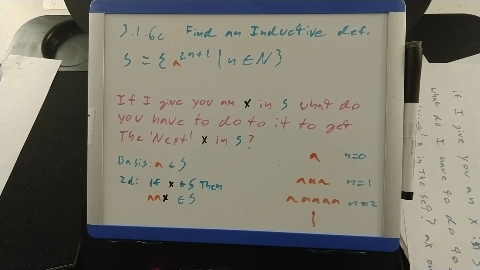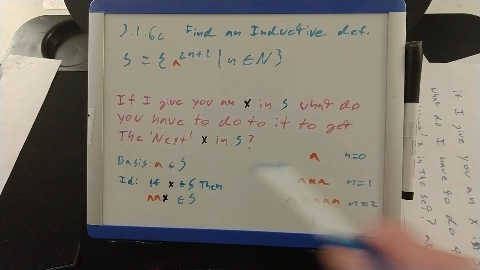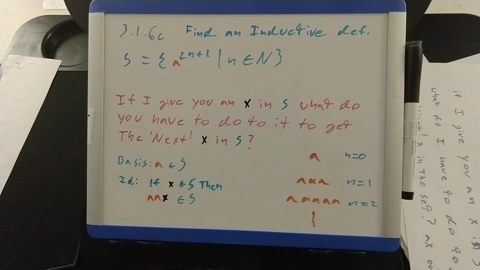So this is problem 3.16c from the chapter on inductive definitions of sets. So what's the deal with an inductive definition? Well, it's basically this. If I give you an x in some particular set, what do you have to do to get the next x or x's in that set?